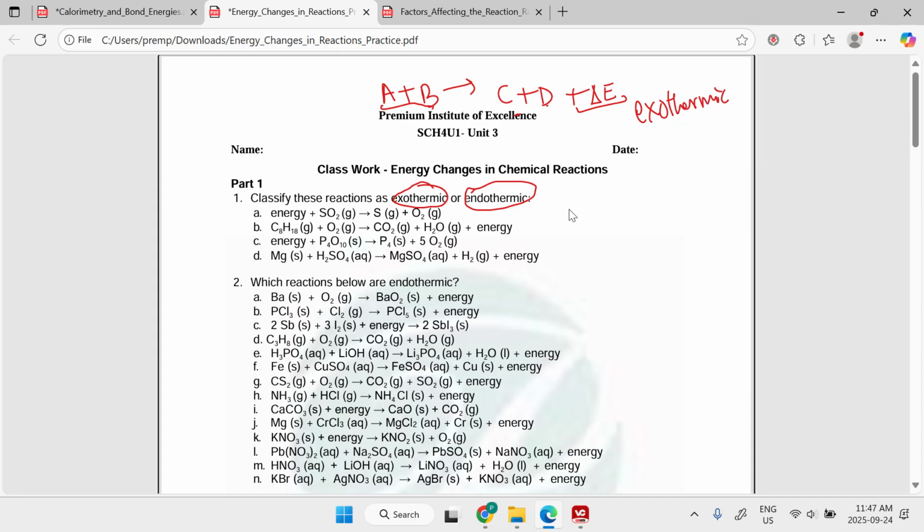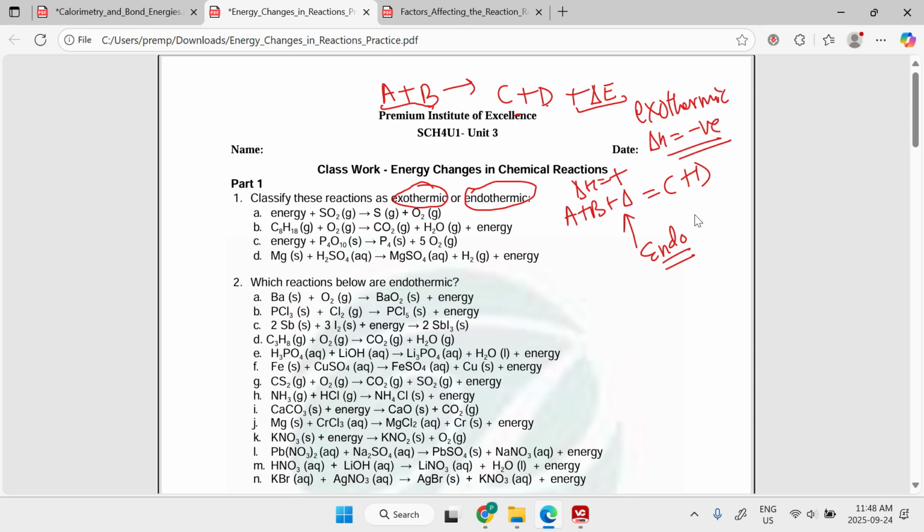But if the reaction is like this, A plus B plus energy, giving you C plus D, that means you need energy to make this reaction happen. Then this is called endothermic. So if you are adding energy, we call delta H positive, because we are adding it.